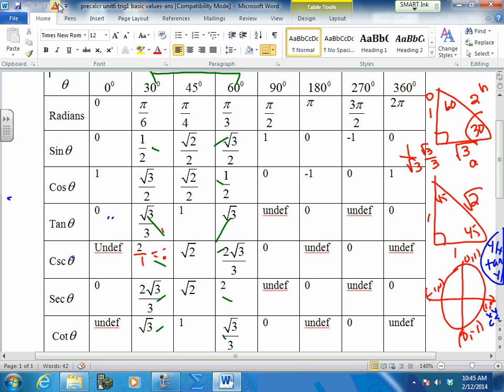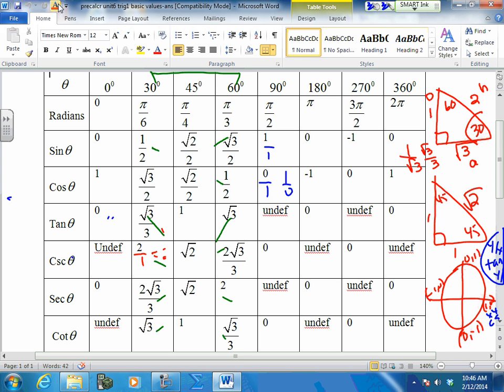It's undefined. If you put the tangent of 90 in your calculator, it gives you an error, out of domain, or cannot divide by 0, whatever it happens to say. It cannot divide by 0. So when we take this one and we flip this over, we get 1. When we take this one and we flip this over, that's not going to work. So this secant will be undefined. This cosecant will be fine, but the secant will not.